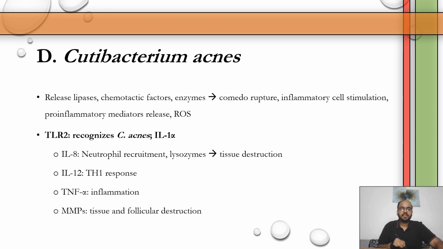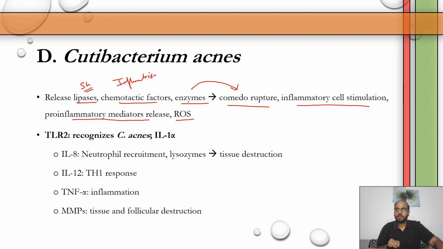Now, Cutibacterium releases lipases and other chemotactic factors and enzymes. So lipases will destroy the lipid-containing areas, majorly the sebaceous gland. Chemotactic factors will cause inflammation. What do we mean by chemotactic? These are chemicals which attract the inflammatory cells. So it will lead to increased inflammation, and enzymes which will lead to comedone destruction and the rupture of the surrounding follicular area. So because of these three factors, you have rupture of comedone, you have inflammatory cell stimulation, you have pro-inflammatory mediators release and reactive oxygen species. So all of this is released by Cutibacterium acnes.